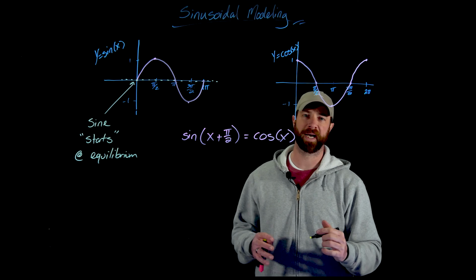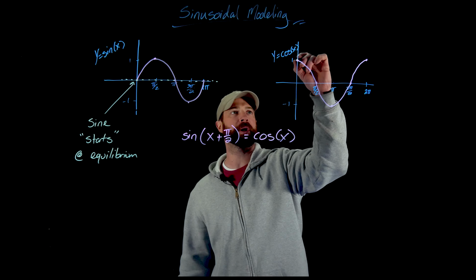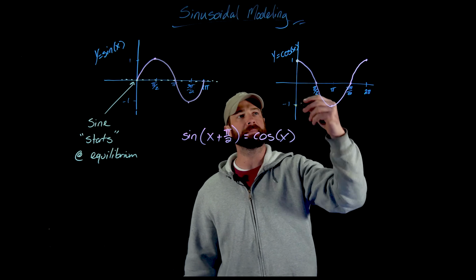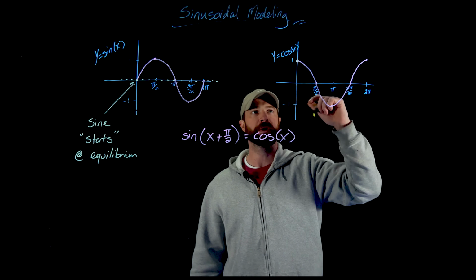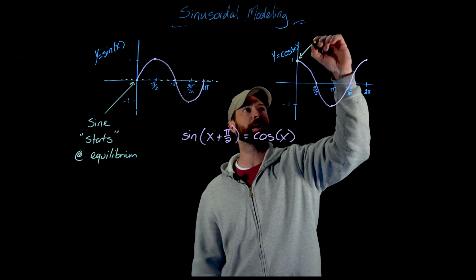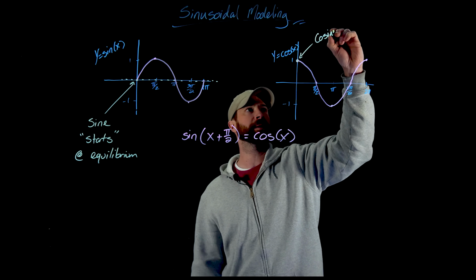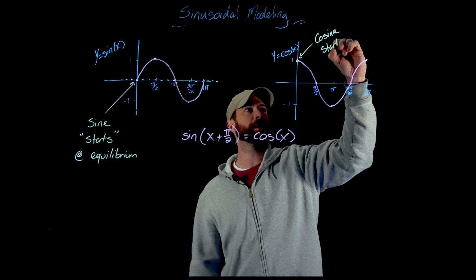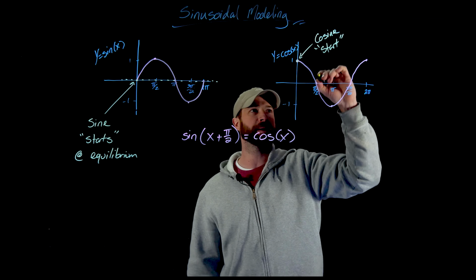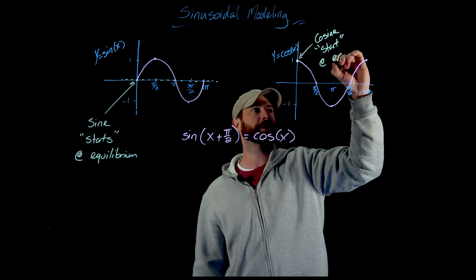And then cosine, we'd say, starts at a maximum point. And in fact, I could think of this as a minimum point if I flip this over. So in this fact right here, when I'm modeling, I'm going to use cosine if I want it to start at a max or a min, or what we would call an extrema.